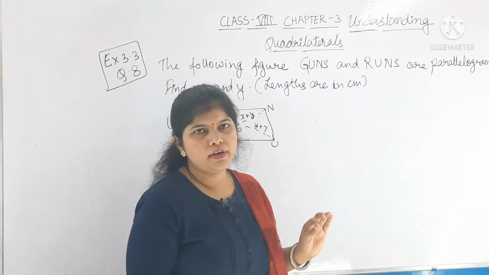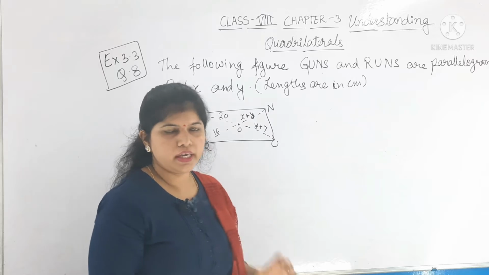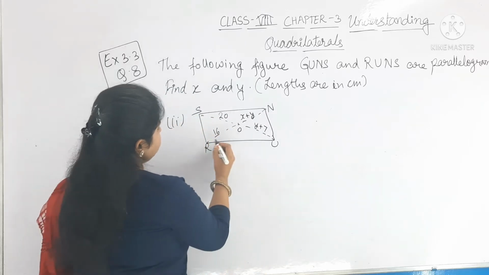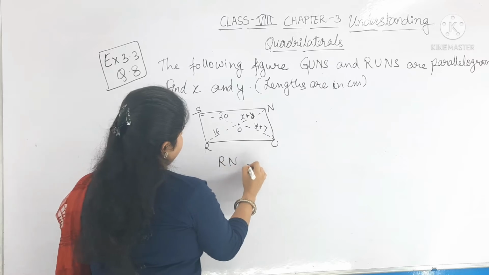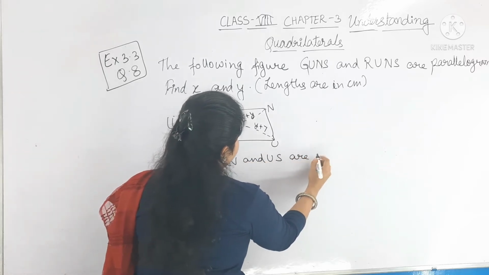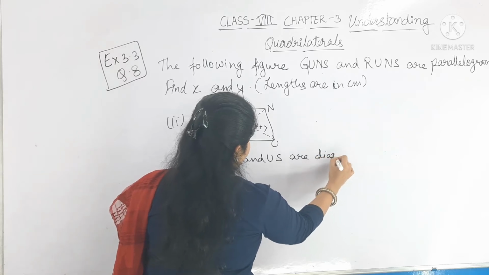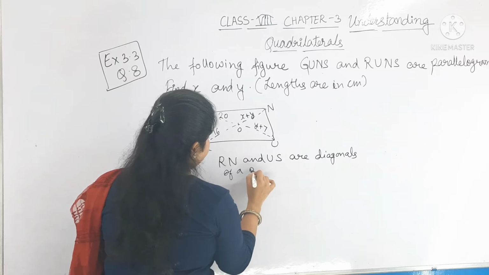We know one property of a parallelogram, that the diagonals of a parallelogram are also equal. Okay, so here you can see these are the diagonals. RN and US are diagonals of a parallelogram.